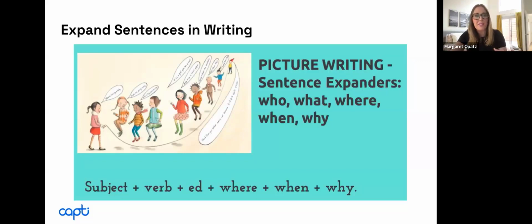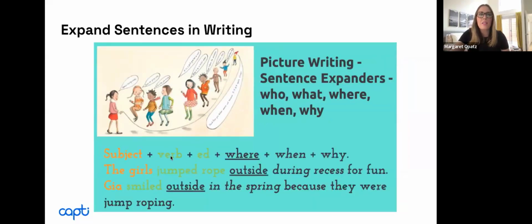So that might look like something like this, where I give students this formula, and then I ask them to tell me where, when, and why. I could pull this out of a text as well and just have students code it and say, okay, who is this sentence about? And they say, the girls. What are they doing? What's the verb? Jumped rope. And then where are they? Outside. When is it? During recess. And then why were they doing this? And in this case, it was for fun.